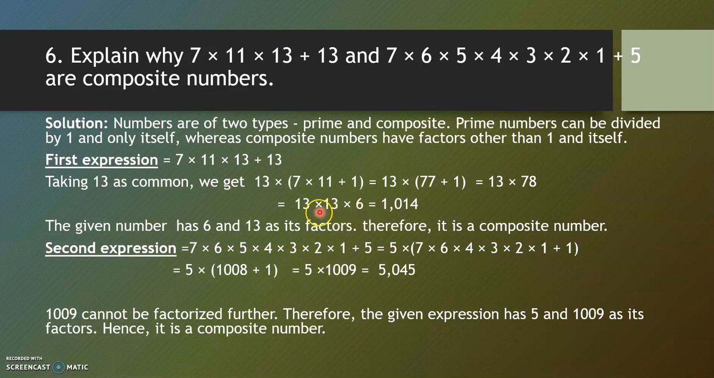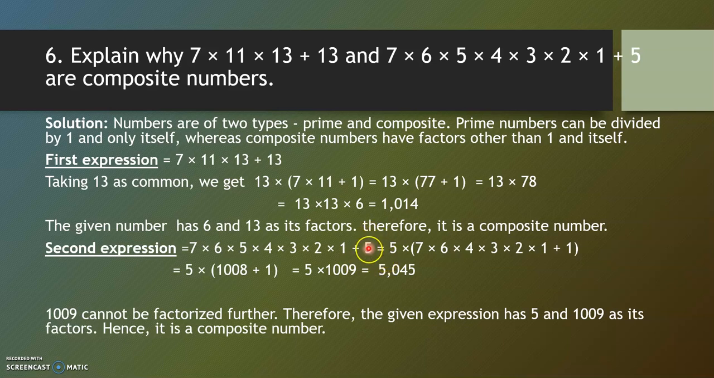So you can see that this number is getting factorized into more than two numbers, so it will be equal to 1014. Okay, so you can say 1014 is a composite number as it has 6 and 13 and 13 as its factors. Now the second expression is 7 into 6 into 5 into 4 into 3 into 2 into 1 plus 5.